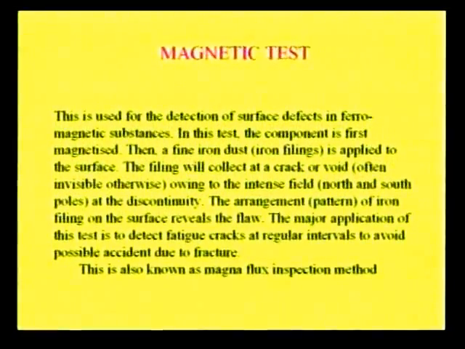Magnetic test. It is used for the detection of surface defects in ferromagnetic substances. In this test, the component is first magnetized, then fine iron dust is applied on the surface. The filings collect at a crack or void owing to the intense field. That means north and south poles form at the discontinuity. Such an arrangement of iron filings on the surface reveals the flaw. The major application of this test is finding fatigue cracks at regular intervals to avoid possible accidents due to fracture. This is also named the Magnaflux inspection method.